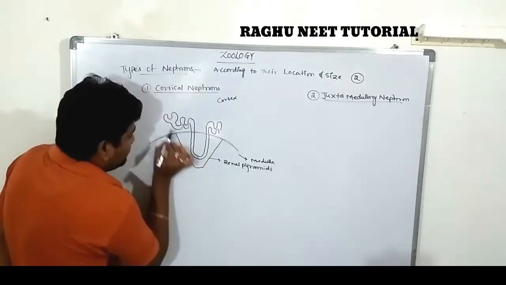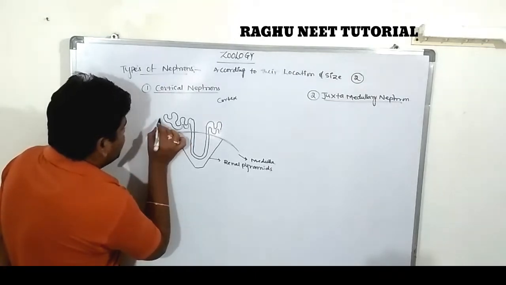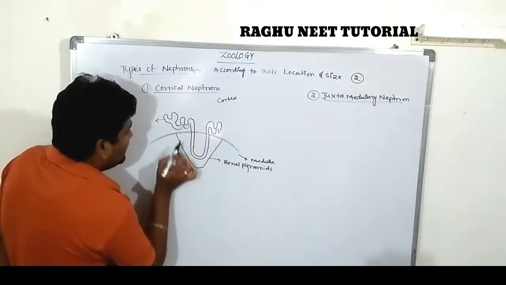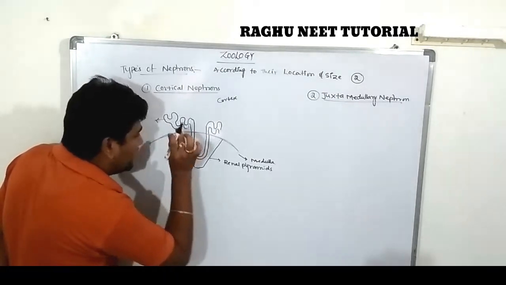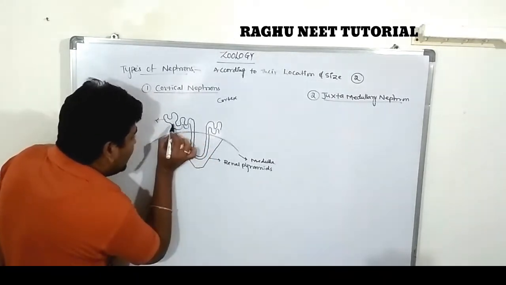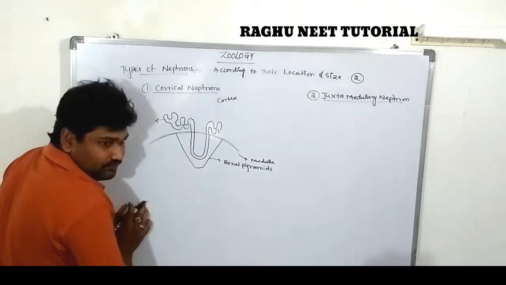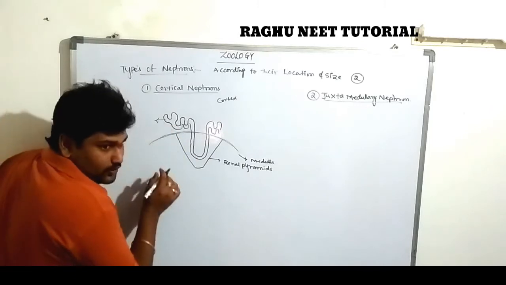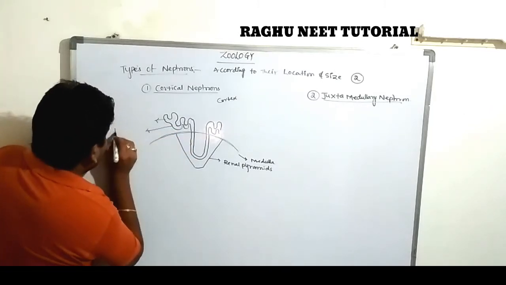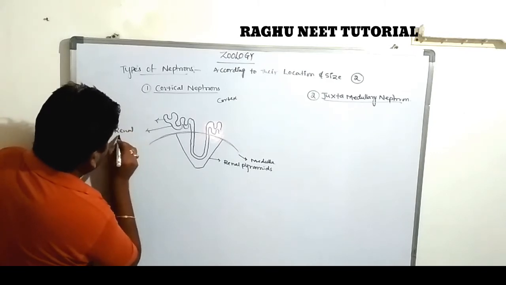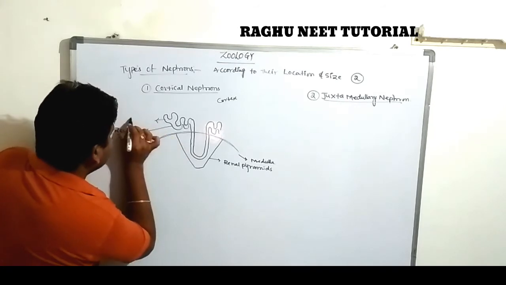The anterior region of the nephron is known as the Bowman's capsule. The Bowman's capsule leads into a funnel-like tubule. This funnel-like tubule is known as the renal tubule.